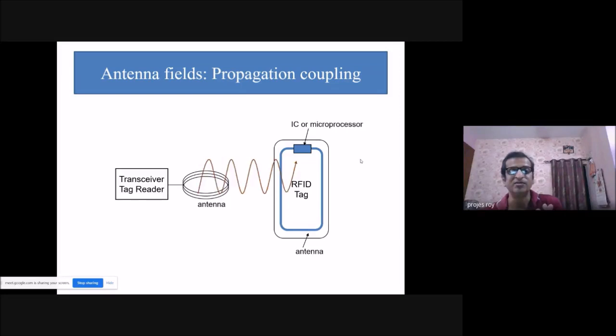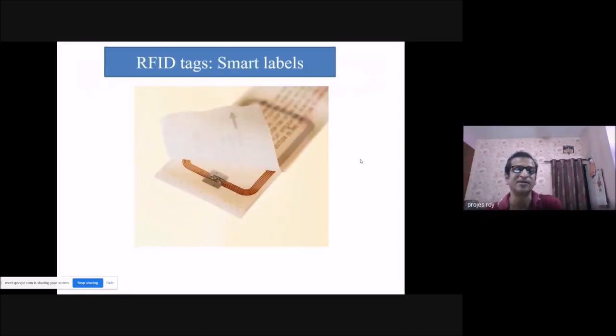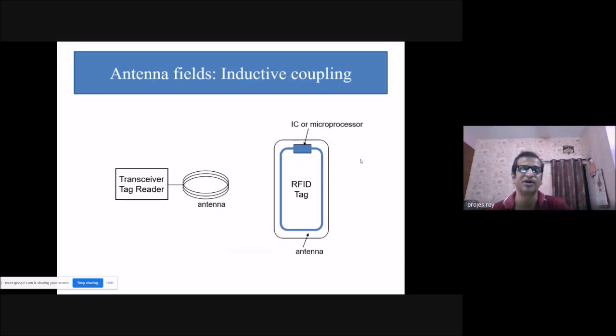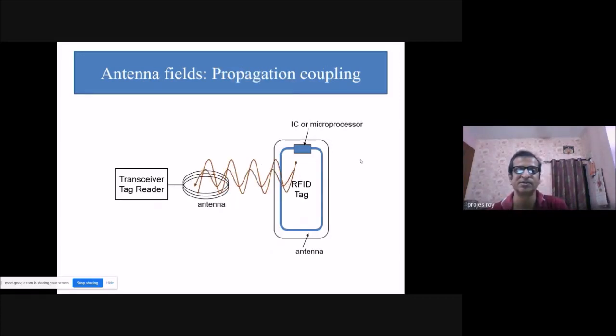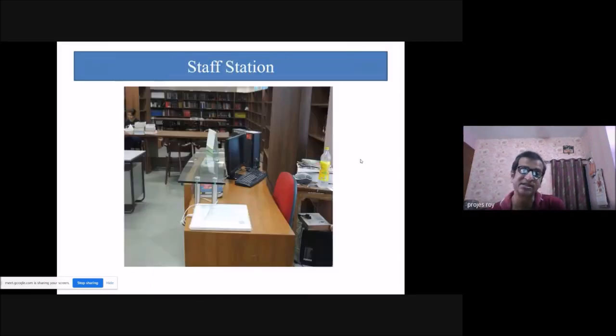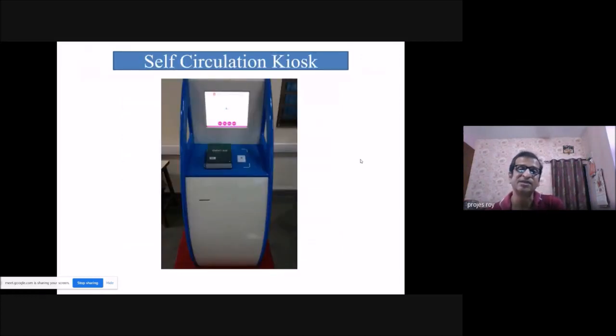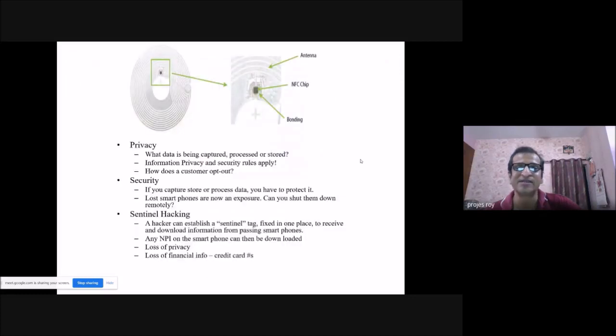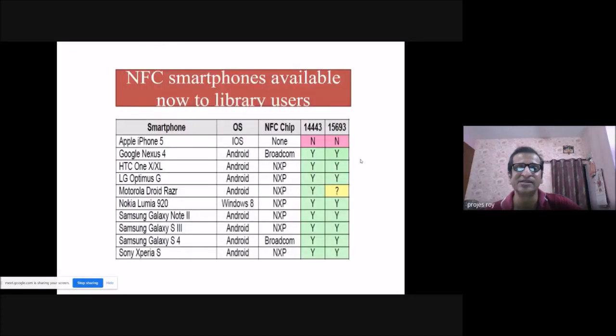We write, then we read. This whole process goes on frequently with RFID technology. This is a smart label. This is the reader anatomy, how it looks. It also looks like a motherboard. This is a book drop kiosk for an RFID system. Then there is the station where self-circulation is done; this is a self-circulation kiosk in RFID. This is the NFC concept, and we'll study all those things within that period.